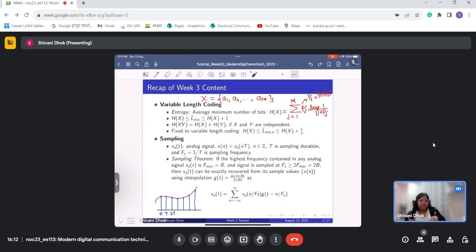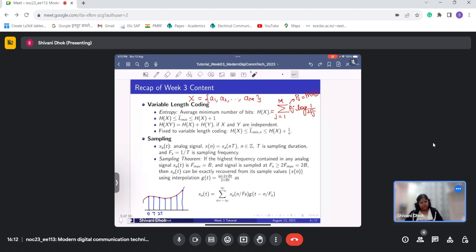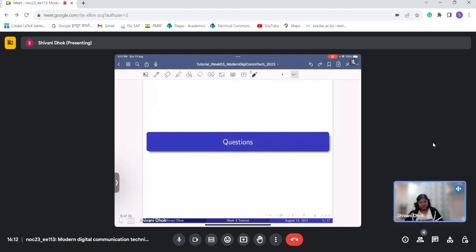So these were the two major topics that were introduced in this week. If anyone has any doubt in these, please let me know. Okay, if there is no doubt, then let's start with the questions.